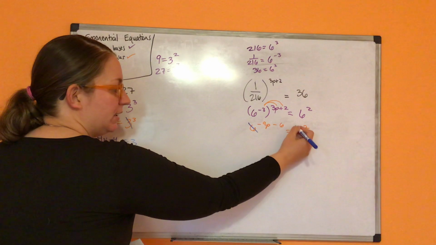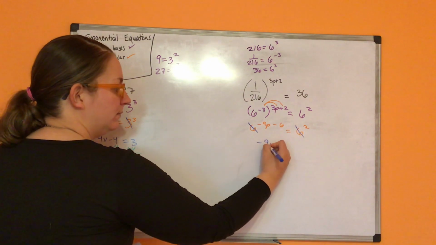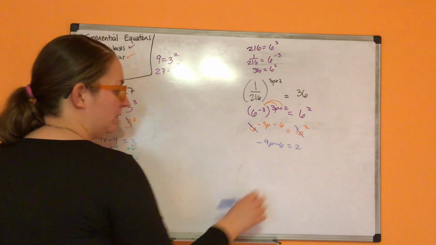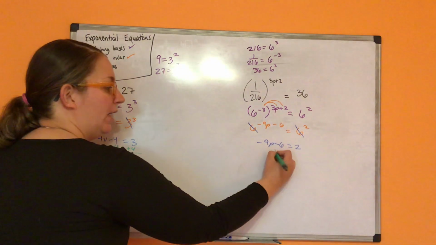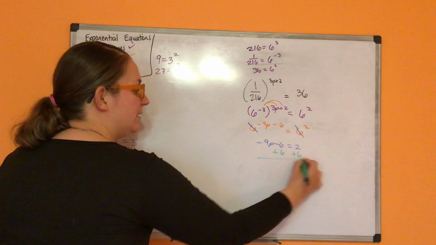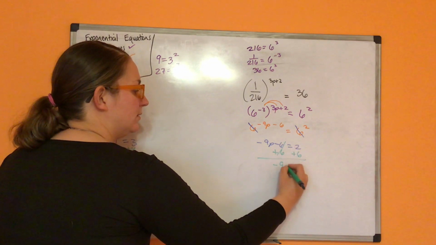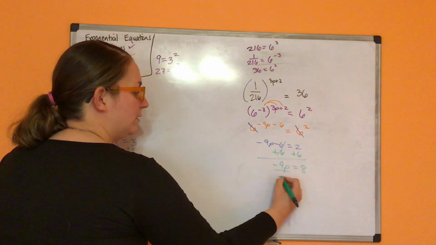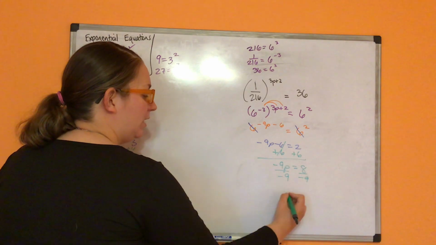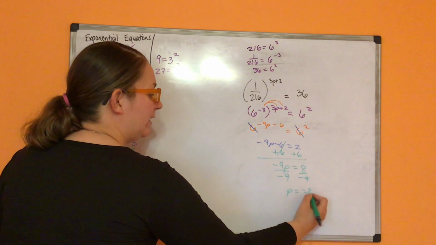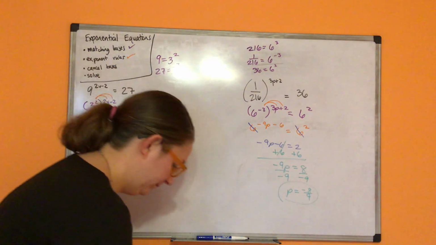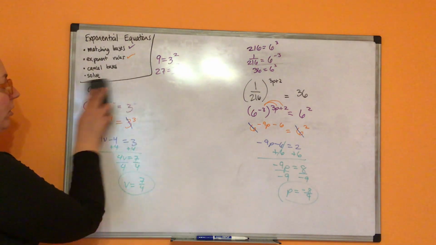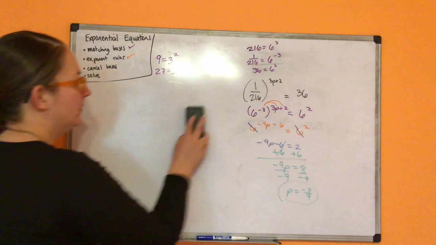Cancel our matching 6 bases and solve the equation we're left with. This is just algebra 1 type stuff, so it's pretty easy. Add 6 to both sides, and then divide by negative 9 to get p by itself. Once again, we get a fraction answer, and that's okay. Negative 8 over 9. I'd like to try 2 more with you that are similar.